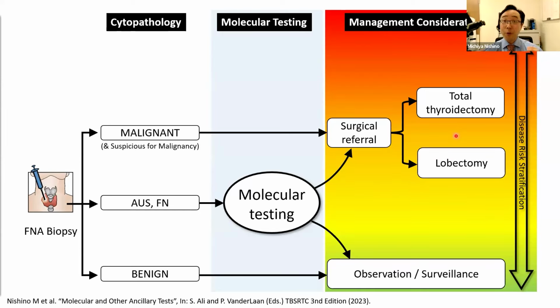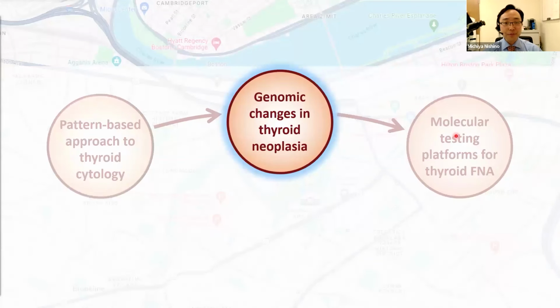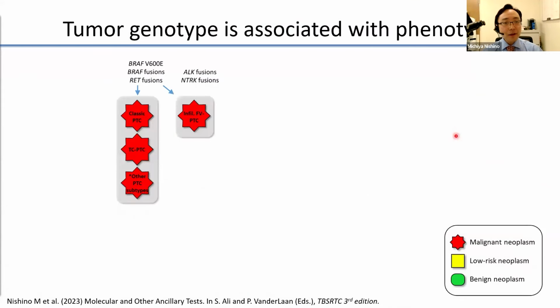So with this framework in mind, let's briefly review the key molecular alterations in thyroid tumors. And we're going to focus on genomic alterations for this webinar: mutations, insertions, and deletions in DNA, and gene fusions as well. Here in this cartoon, these colors and shapes serve as visual cues for malignant, low risk, and benign thyroid neoplasms, respectively. For instance, the BRAF V600E mutations and these other gene fusions that are listed here are closely aligned with classic papillary carcinoma, as well as the tall cell subtype, infiltrative follicular variant of papillary carcinomas, and some others as well.